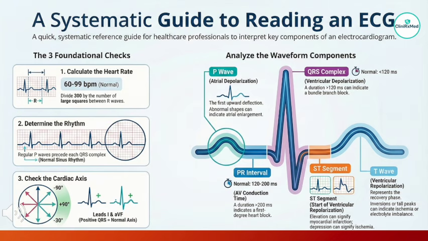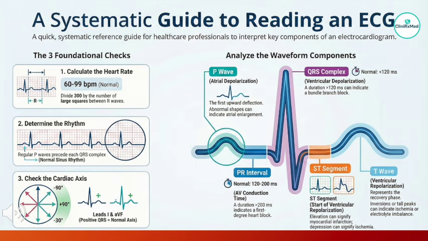The QRS complex. This represents ventricular depolarization. It should be crisp and narrow, ideally under 120 milliseconds. If it's wider than that, we suspect a bundle branch block. The ST segment. This marks the start of ventricular repolarization. This is a critical area for acute diagnostics. Elevation can signify a myocardial infarction, STEMI, while depression often suggests ischemia.